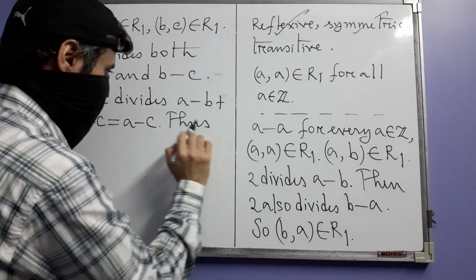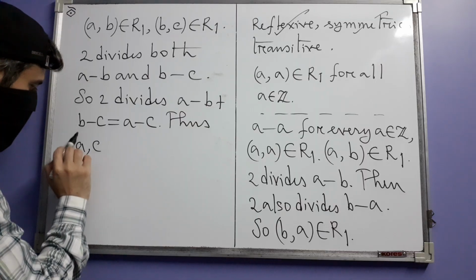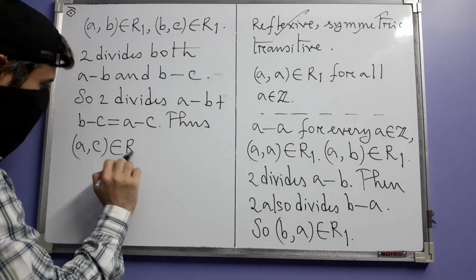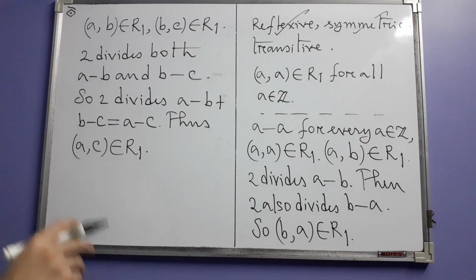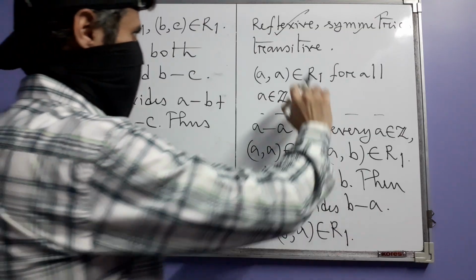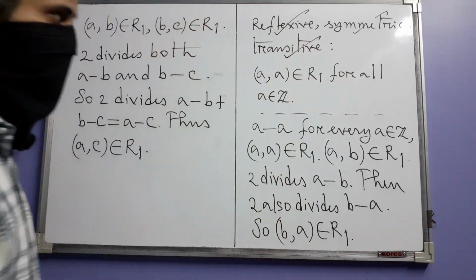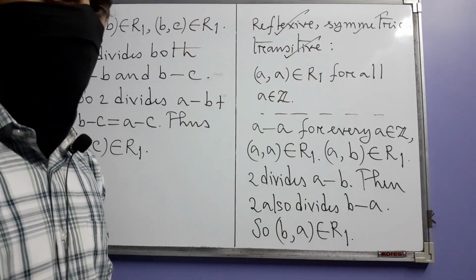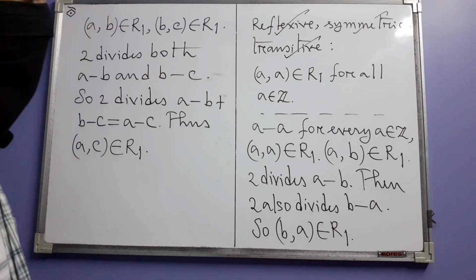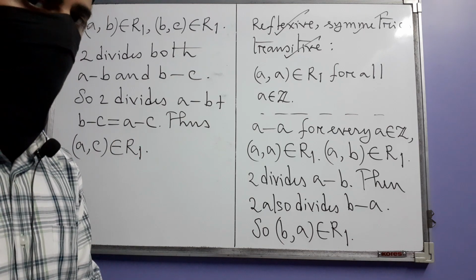Thus, this belongs to R1. So R1 is also transitive. And so, having these 3 properties, R1 becomes an equivalence relation. Alright.